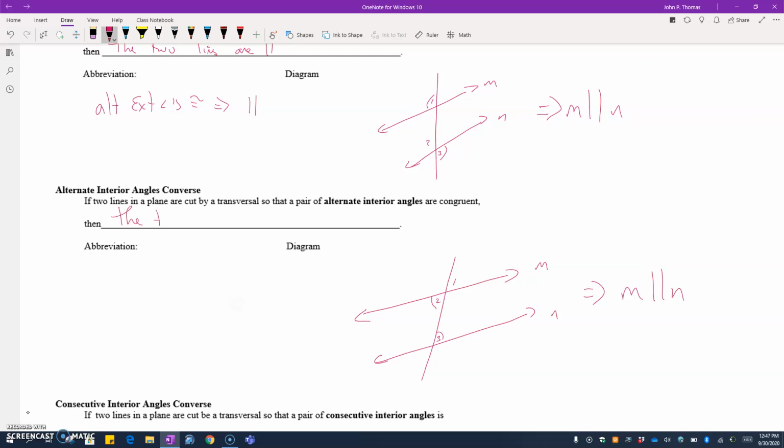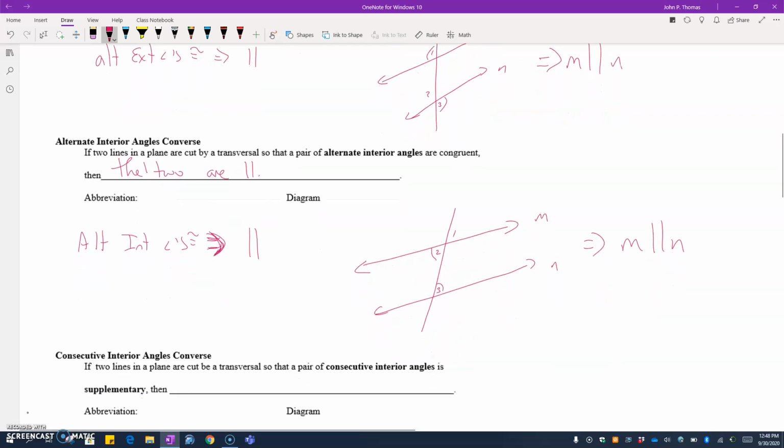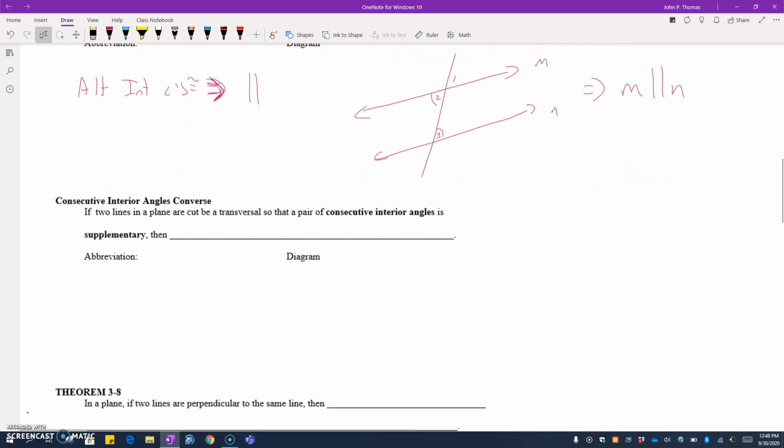So we'll say then the two lines are parallel. Our abbreviation here: alternate interior angles congruent imply parallel lines. Again, some of these shorthand little abbreviations we're going to use to make writing a proof or an argument much quicker, because it gives us a quick line to use for the reason for one of our steps.